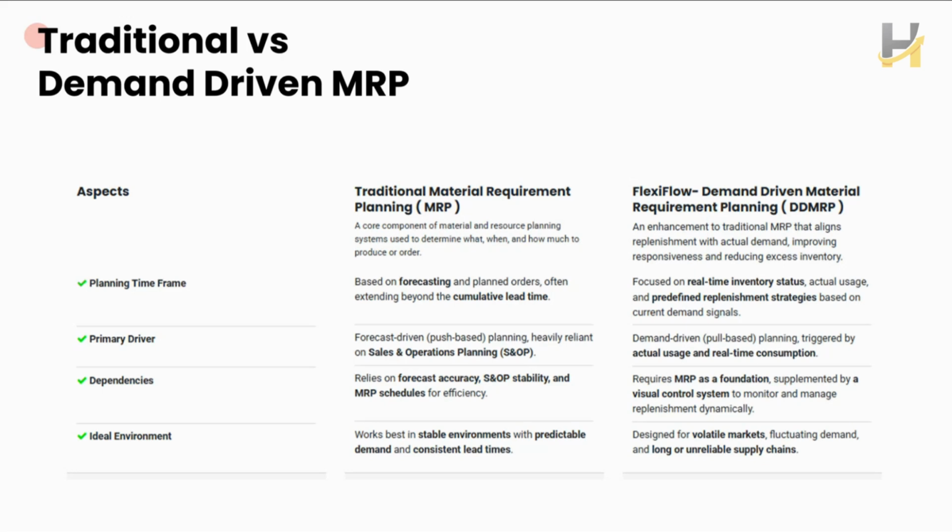On the planning time frame, the traditional MRP works on forecast, whereas the FlexiFlow or the demand-driven MRP works on a real-time inventory status and works on the customer signals. What is coming in? What is the actual demand that is coming in from the customer? The primary driver in a traditional MRP is forecast, which is heavily translated into an S&OP, whereas the demand-driven planning is more pull-based and it's using the real-time information of the sales. Now, when I say real-time information of the sales, you're talking about the real orders, not the expected orders, not the anticipated orders, not the planned orders, not the forecasted orders, but the real orders into the system.